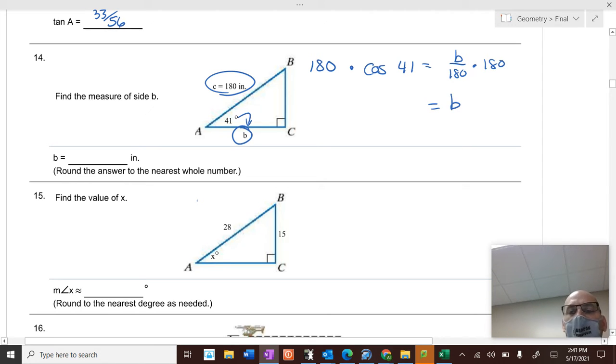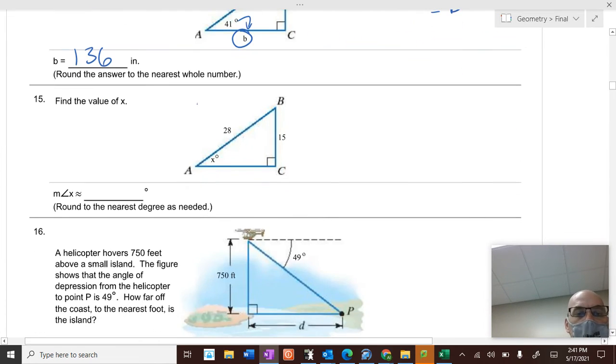I can't do that in my head. 180 times the cosine of 41. Should be like 130 or something like that, maybe. 136. Round to the nearest whole number.